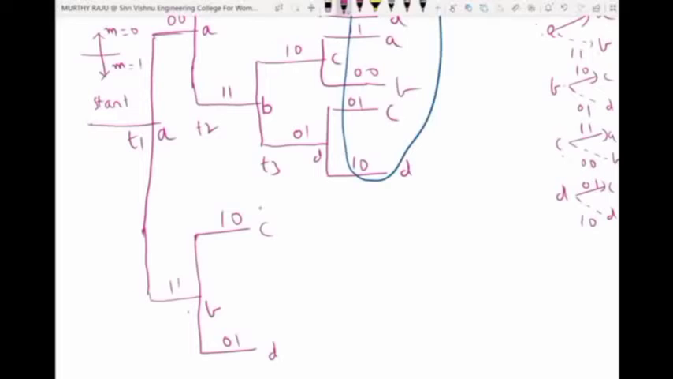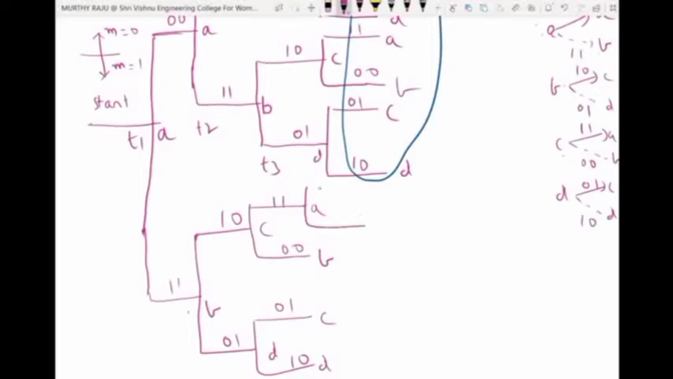And C to A and C to B. C to A is 1 1. C to B is 0 0. D here is from D to C and D to D, with output 0 1 and 1 0.